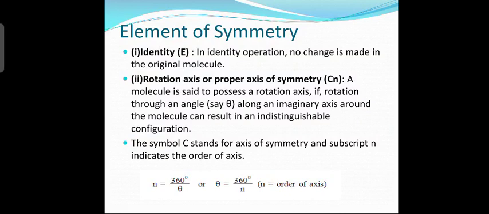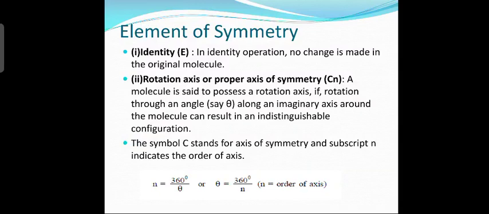So we shall move to the next slide. Elements of symmetry. Now we are going to discuss in detail what the elements of symmetry are. First one is identity, represented by E. In identity operation, no change is made in the original molecule, just like the identity card of students. For example, what all things do you have in the identity card? The roll number or register number, your name, your college name, and then your blood group, etc. So that will give you the identity, right? In the same way, molecules also have a definite identity. So in identity operation, no change is made in the original molecule.